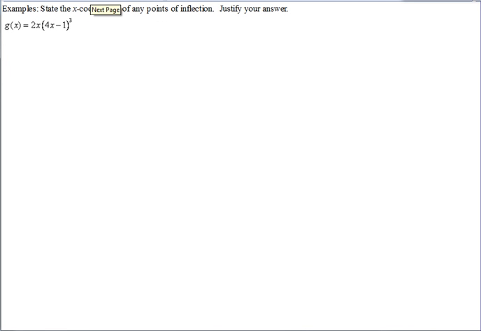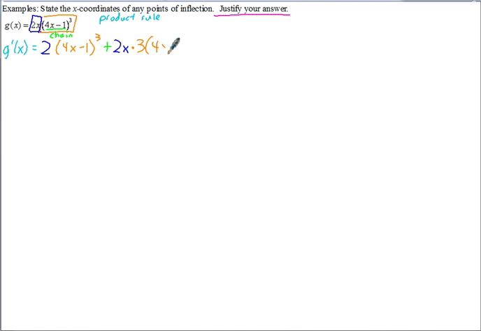Now let's take a look where it just says state the x-coordinates of any points of inflection, with a key difference here: justify your answer. And notice we're back to starting with the original function, g of x. So we need to find the derivative twice to get the second derivative. So first of all, we got 2x times 4x minus 1 cubed. To take the first derivative, g prime of x, that's going to involve the product rule. So the product rule, what we go first is the derivative of the first one, that would be 2, times the second one as it is, 4x minus 1 cubed, plus the first one as it is, 2x, and then we take the derivative of the second one. We also need the chain rule, because we have a function inside there. So on the outside, you use the power rule, so bring down the 3, so it'd be 3 times 4x minus 1 squared, times the derivative inside using the chain rule, the derivative inside is just 4.